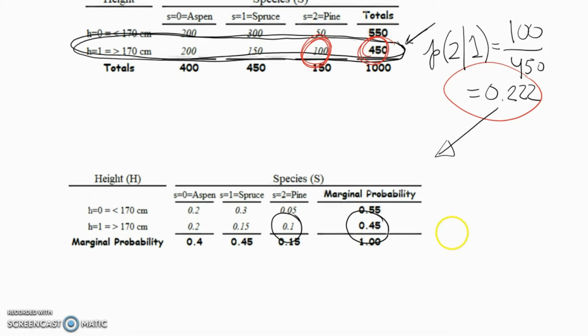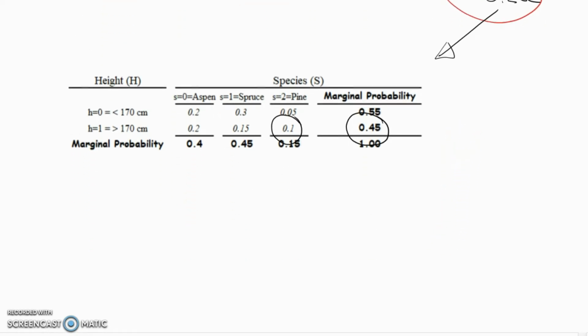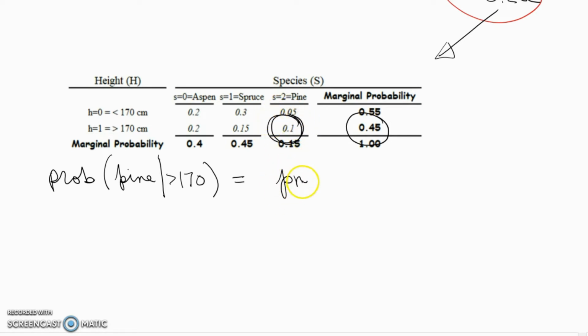So now let's go back and think about some of this notation. What we're trying to do is calculate the probability of a tree being a pine given, and the vertical line's important, that represents given, that its height class is greater than 170. And the way we're going to get that is we're going to start off with the joint probability, the probability of pine and greater than 170.